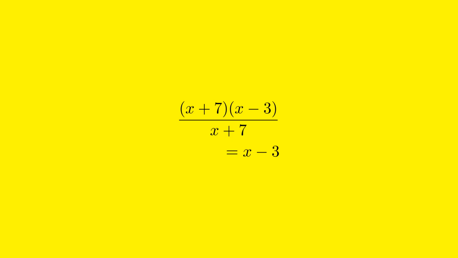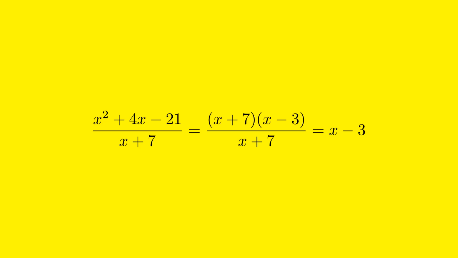Thus, the simplified form of the given rational expression x squared plus 4x minus 21 divided by x plus 7 is x minus 3. This concludes our problem-solving process, as we have reduced the rational expression to its lowest terms.